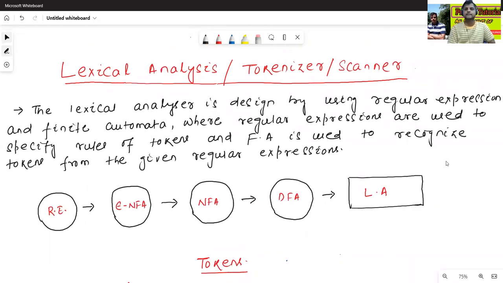The second part of lexical analysis is the tokenizer or scanner. We have already discussed what lexical errors mean and how to identify them in the previous classes. But in this class, we'll discuss tokens. So what is the meaning of lexical analysis? First, we'll try to understand.